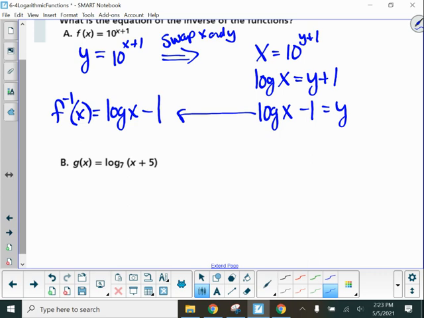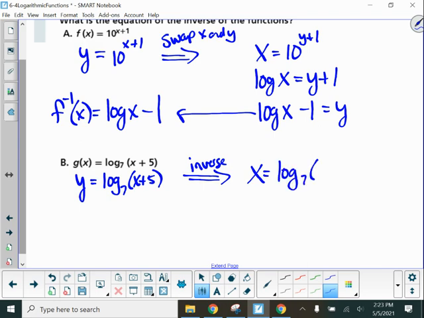And we're going to do the same thing with part B. So I'm going to take my g of x and turn it into a y. So this is log base 7 of x plus 5. Now to do my inverse, I'm going to say x is equal to log base 7 of y plus 5. This one is a logarithm, so I'm going to rewrite this as an exponential. So this is going to be 7 to the x power is equal to y plus 5.